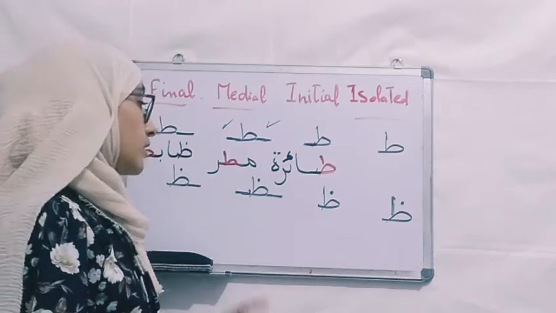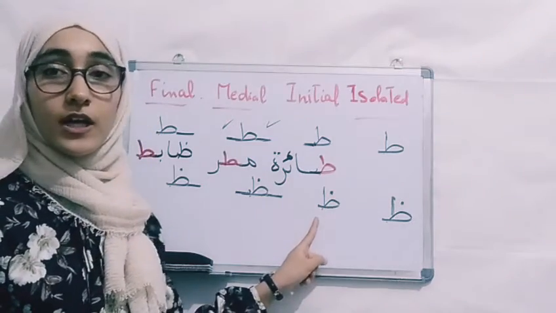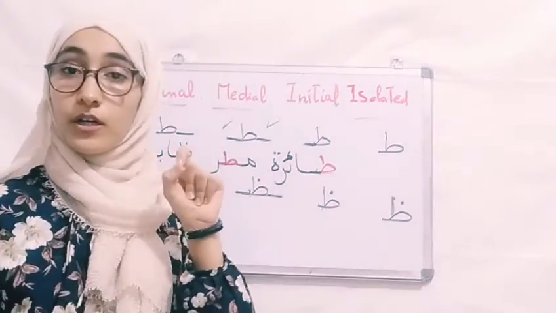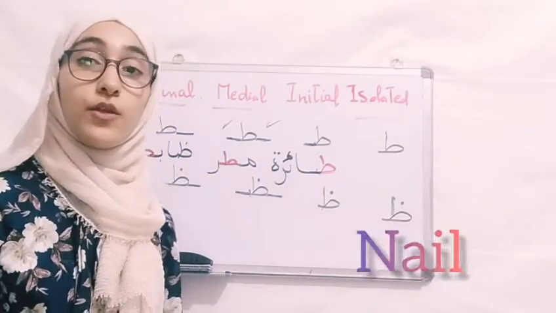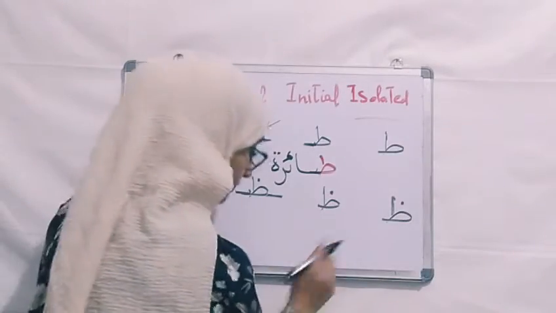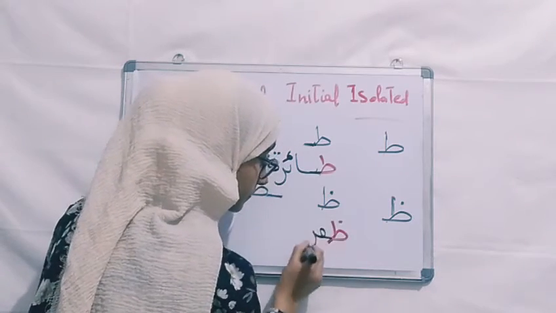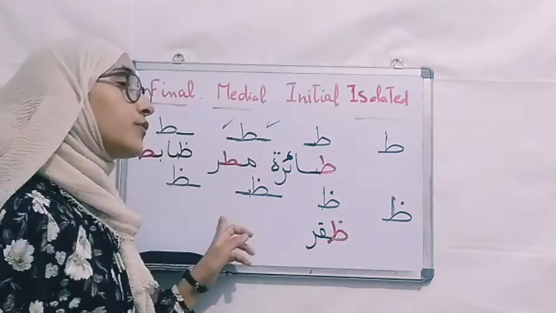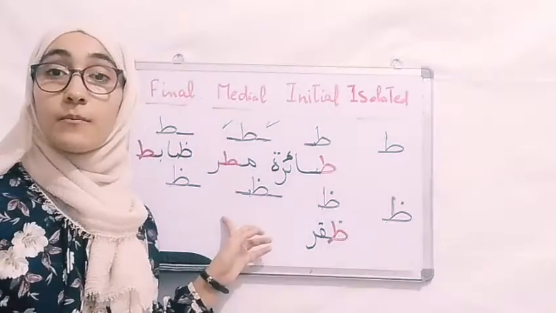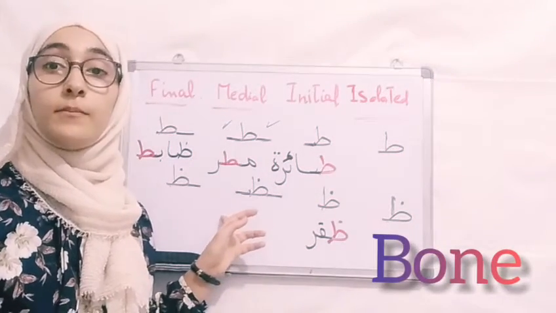Then we have now ظا. ظفر means nail. Okay? For example, in the middle form, عظم. عظم means bone.